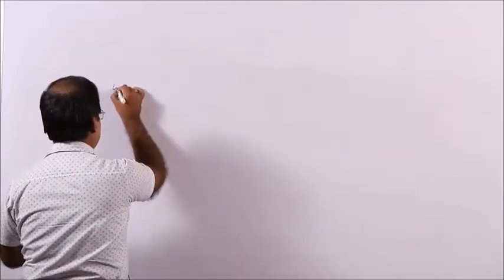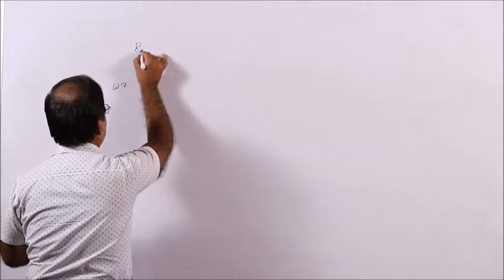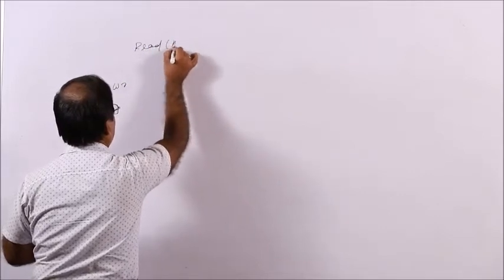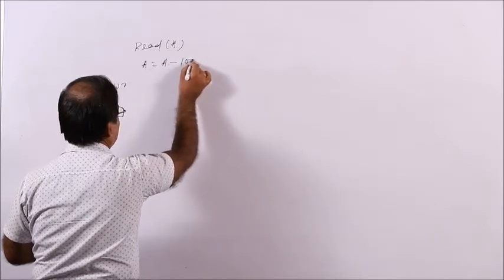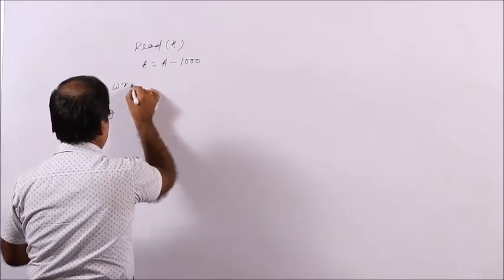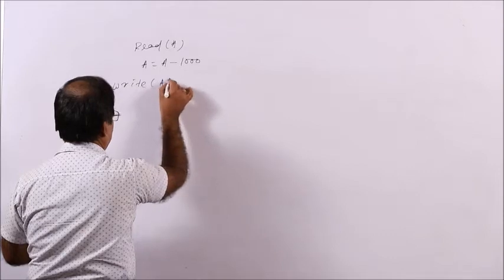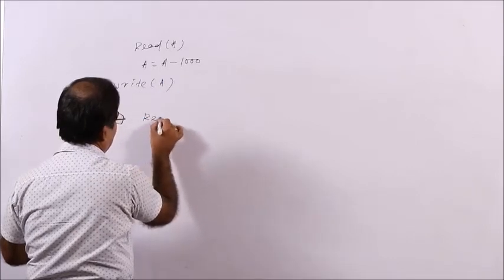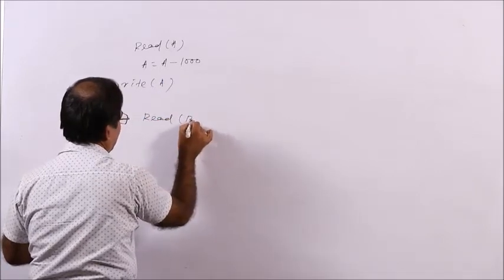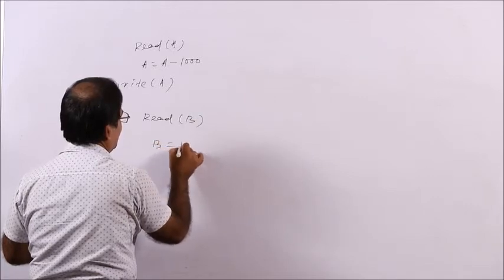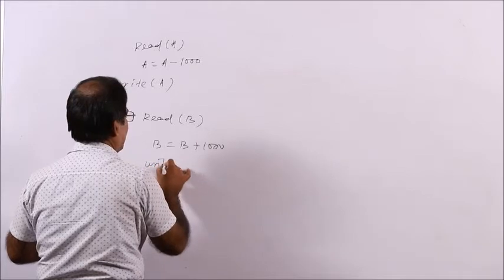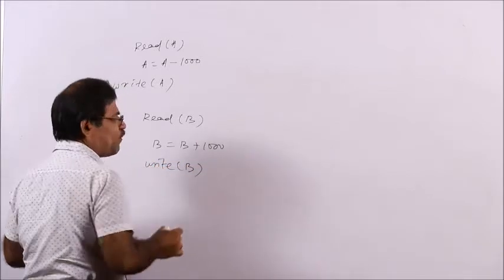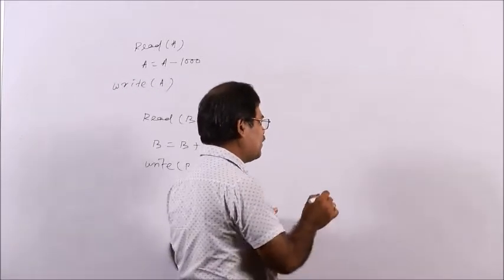account. Suppose it is like this. So read A, A is equal to A minus 1000. Then write A. Then for another account, read B. So B is equal to B plus 1000. So write B. So my purpose is I have two accounts.